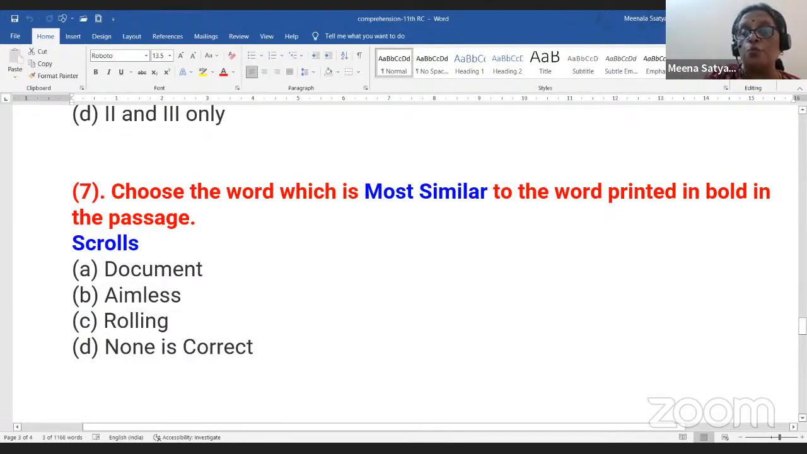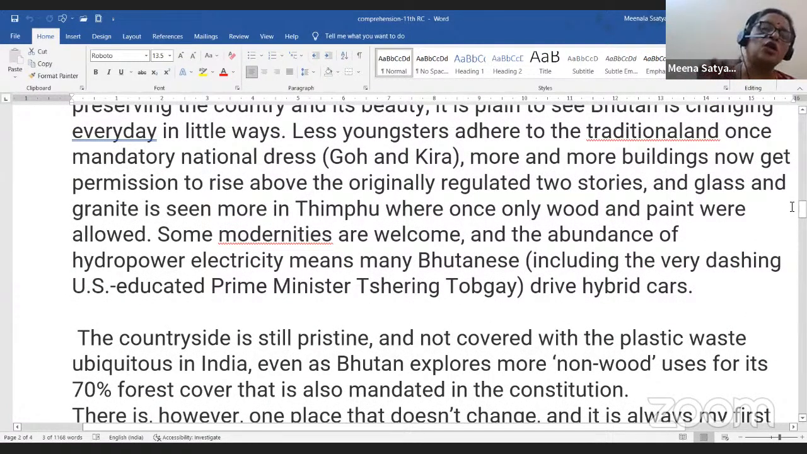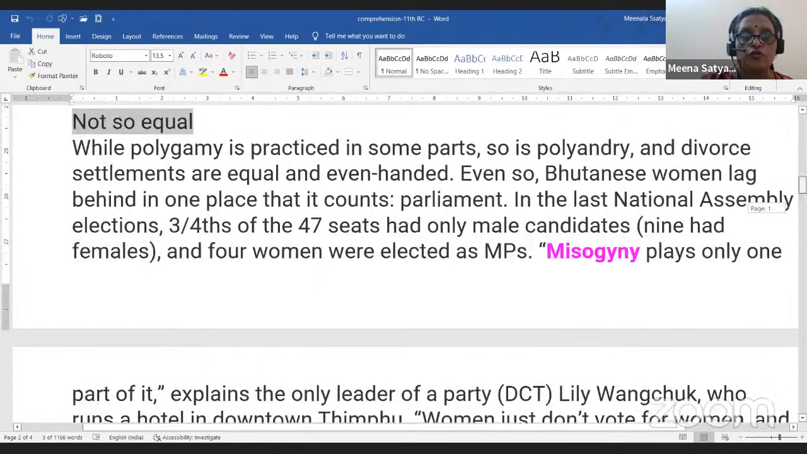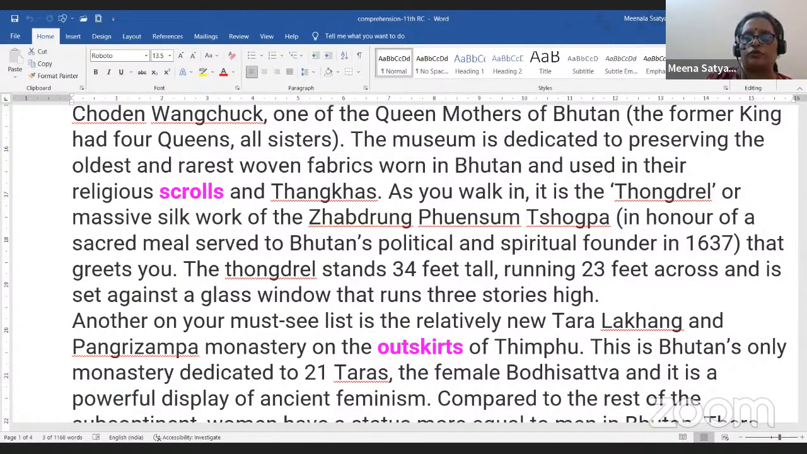Let's check. Most similar means same meaning. The other word that could be used is also synonym. It need not always be most similar. It may be same meaning. It may even be synonym. So here it is very clear that it is being highlighted. So we are very lucky. So yes, scrolls. The museum is dedicated to preserving the oldest and the rarest woven fabrics worn in Bhutan and used in the religious scrolls and thangkas. Religious scrolls. So automatically you know the meaning of it, that it is nothing but religious documents. So we go back onto the answer that it is religious documents.